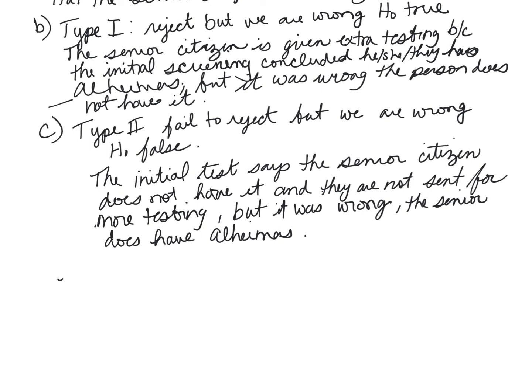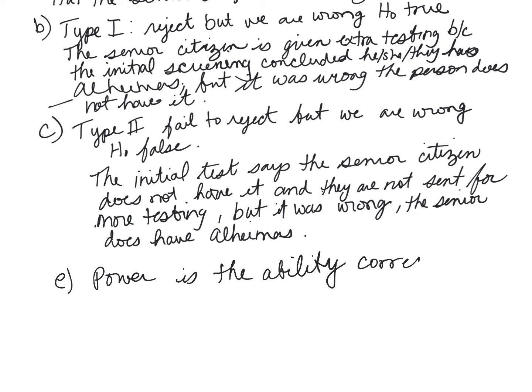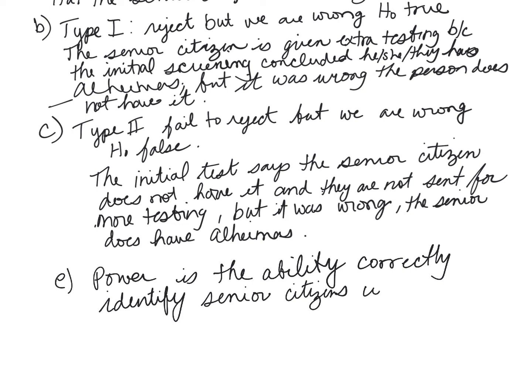And the power of the test, the power is the ability to correctly identify senior citizens with Alzheimer's. So it's correctly rejecting the false hypothesis, which is correctly finding people that have Alzheimer's. Okay, so this is kind of what the questions are going to be looking like in chapter 21. You'll have to identify and be able to write that out.